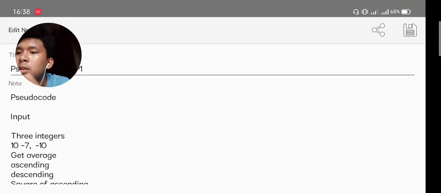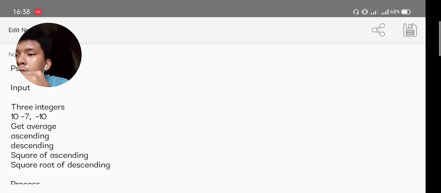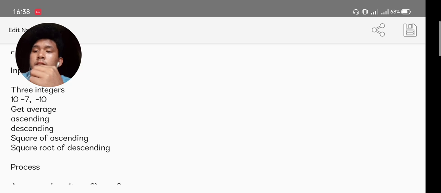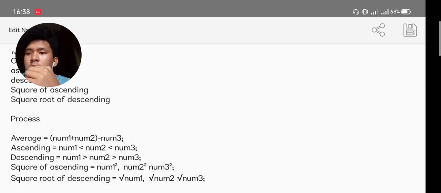Pseudocode start. Input three integers: 10, 7, and -10. Then get the average, ascending, descending, and the square root of the ascending. Process: average equals num1 plus num2 plus num3.